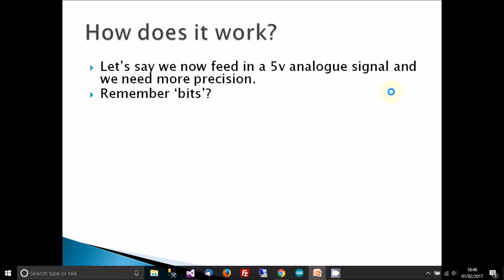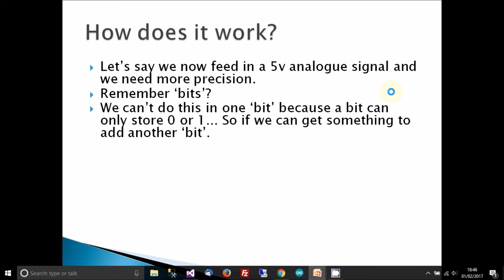Do you remember bits and bytes? Well, if you remember rightly, a bit is either 0 or 1. It's a space for either a 0 or 1. And a byte is a collection of 8 bits. Well, it's bits we need to focus on for this tutorial.